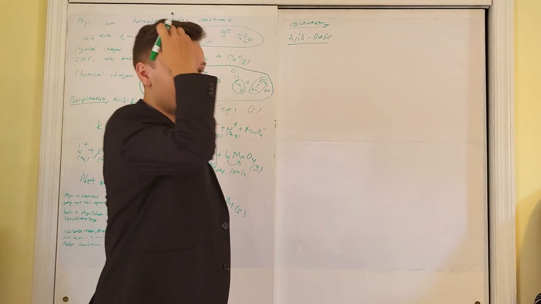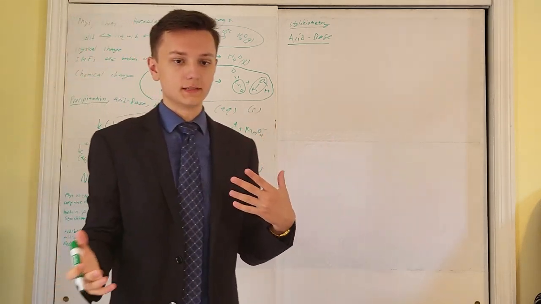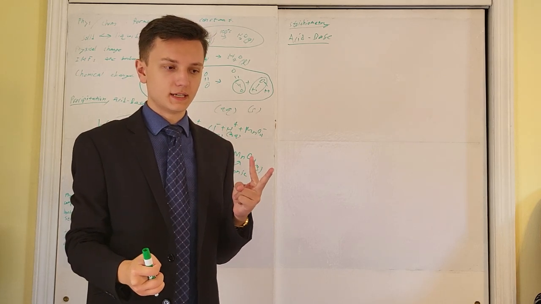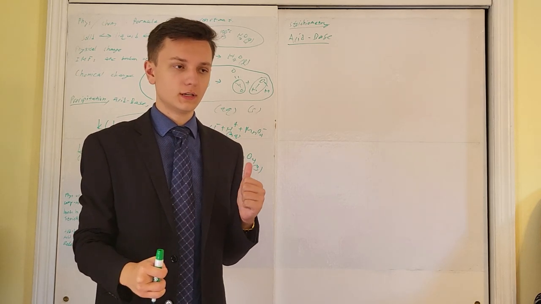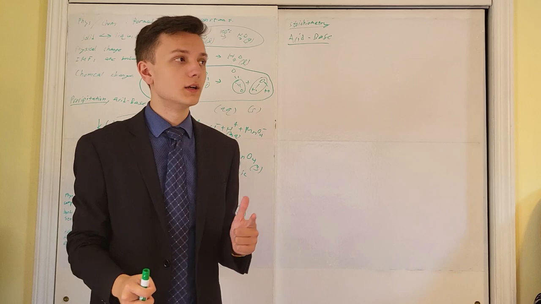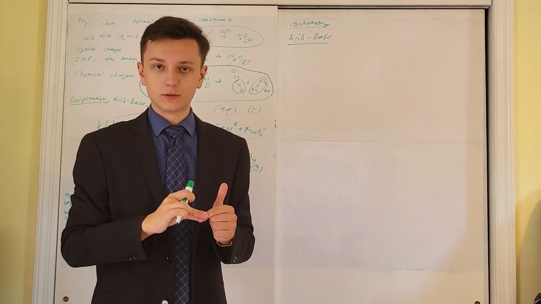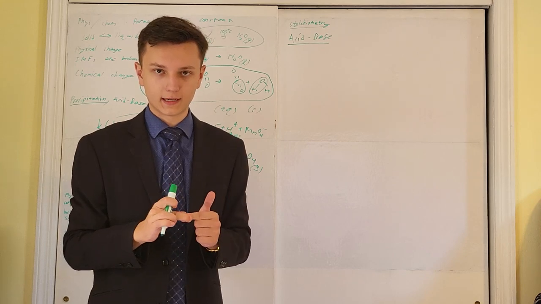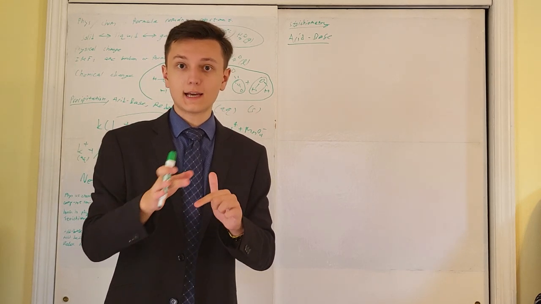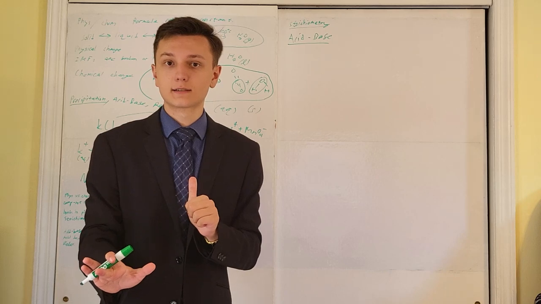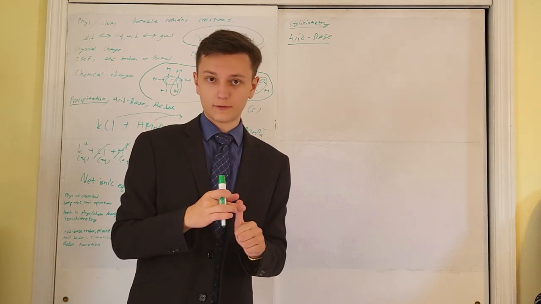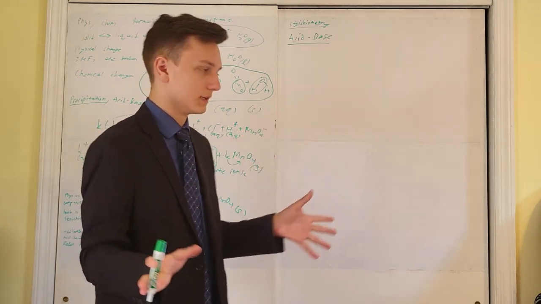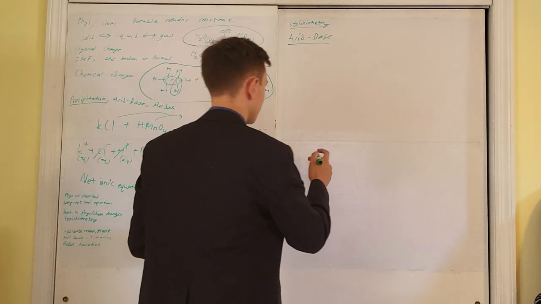So let's define what an acid is and what a base is. There are two definitions of acids and bases: the Bronsted-Lowry definition and the Lewis definition. We do not care about the Lewis definition for AP chemistry. The Lewis definition is only applied in organic chemistry. We're not taking that class, so forget the Lewis definition exists. We're going to focus on the Bronsted-Lowry definition. You don't need to know that name or how to spell it, just some context.